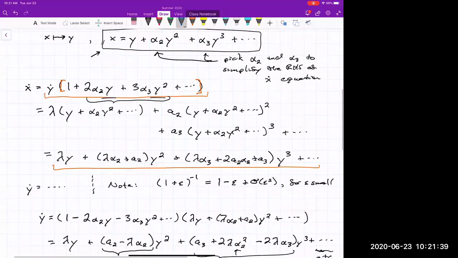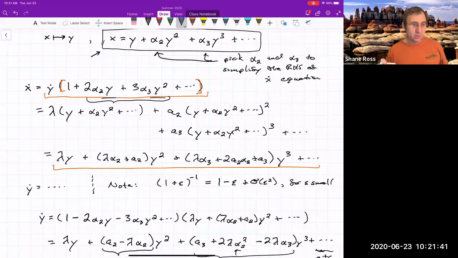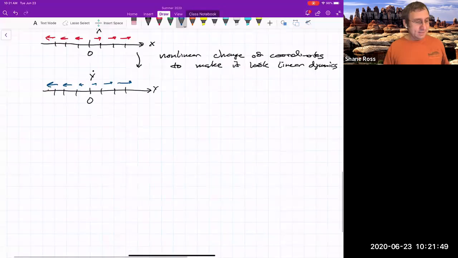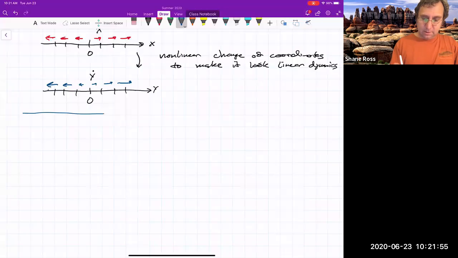Yeah, so it's key that we're doing this near an equilibrium point so that it did go to 0. If we had, like, x dot equals 1 over x, well, that blows up at x equals 0. We don't have an equilibrium. All right. Good question.